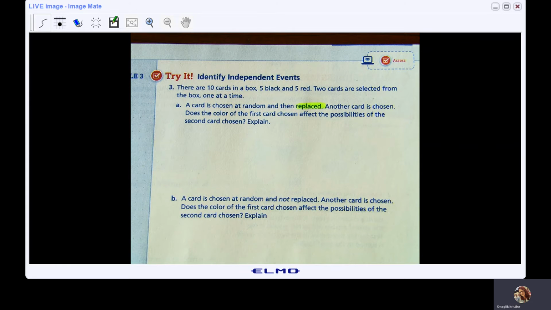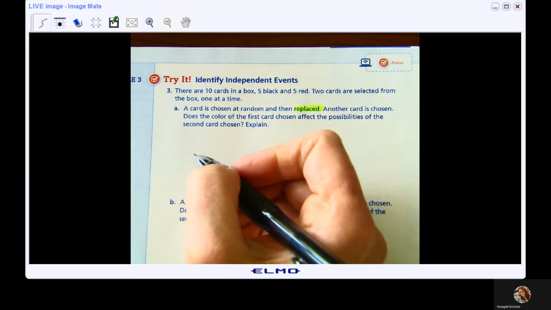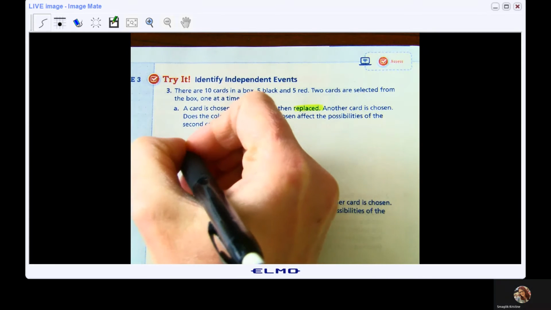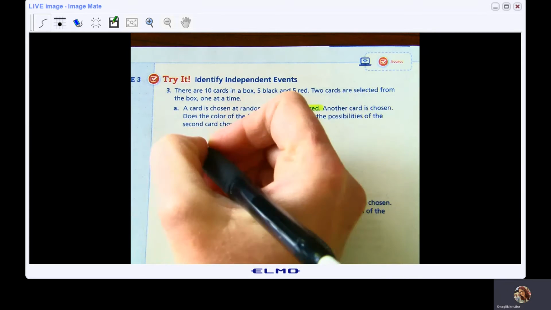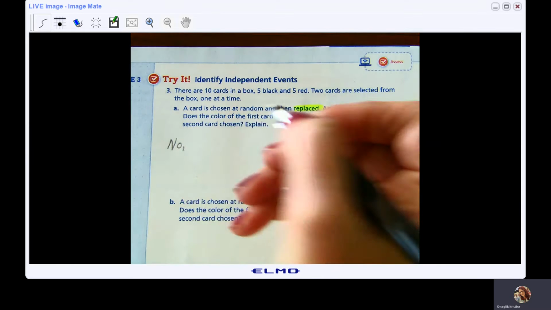So we're going to say no. If the card is replaced, the same cards are in the box as before.